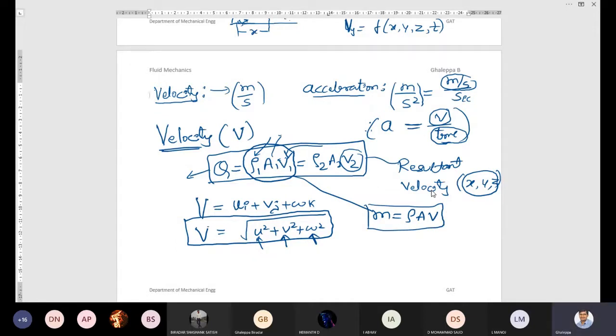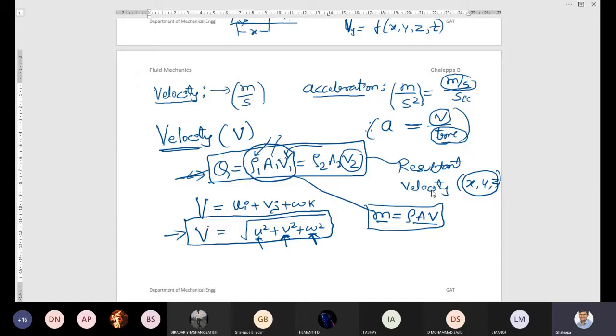So first you remember the continuity equation, that is Q is equal to rho A1 V1, rho A2 V2. And second, you remember the resultant velocity equation in all the directions. U is the velocity in x direction, V is the velocity in y direction, W is velocity in z direction. And then a third point, one more point you remember, M is equal to rho AV.